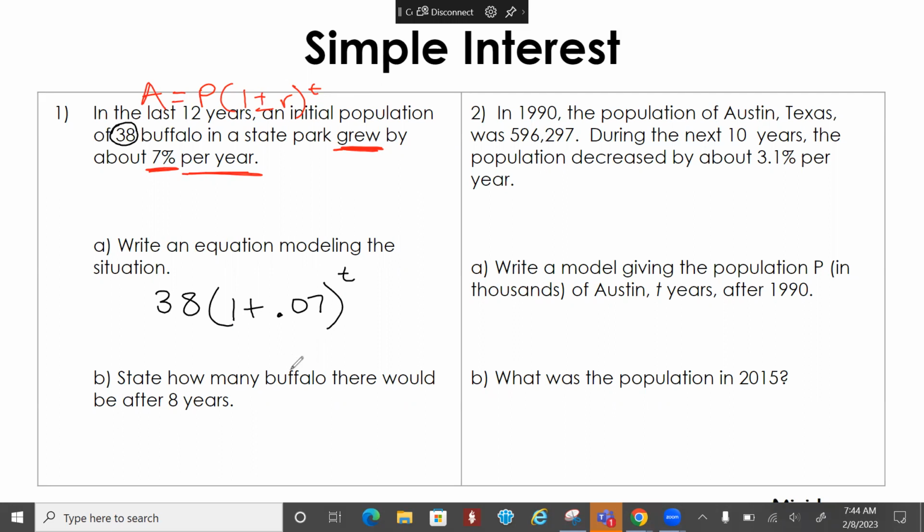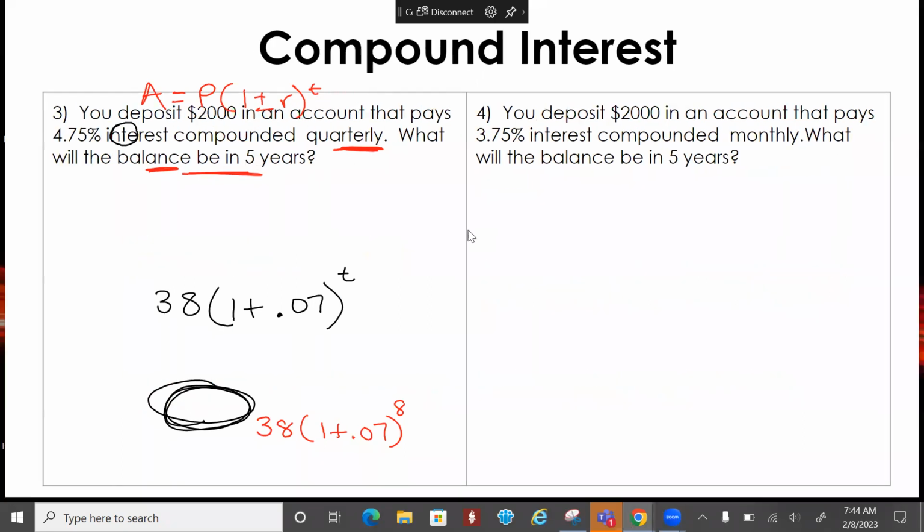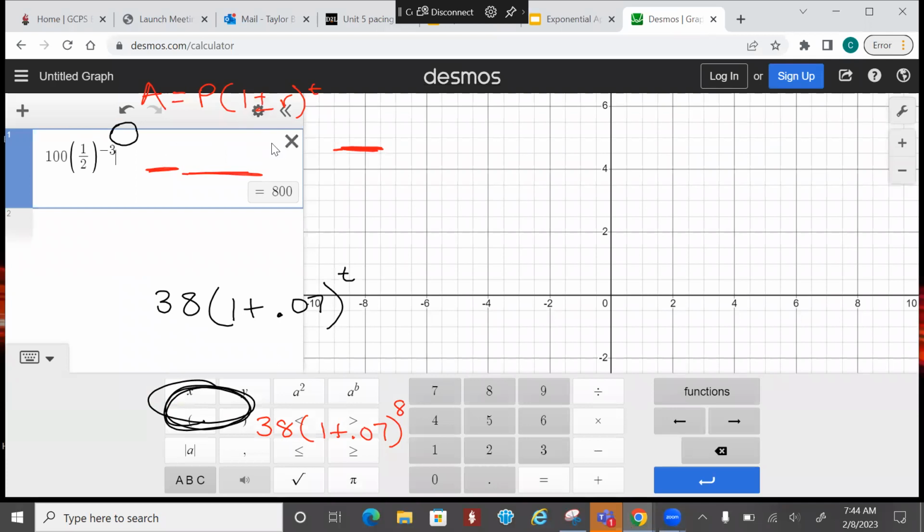The next question asks, how many buffalo are there going to be in 8 years? So what are we going to do to this equation? Well, we're going to plug in 8, right? So we're going to go into Desmos and type that in. And that's going to give us 65.29.